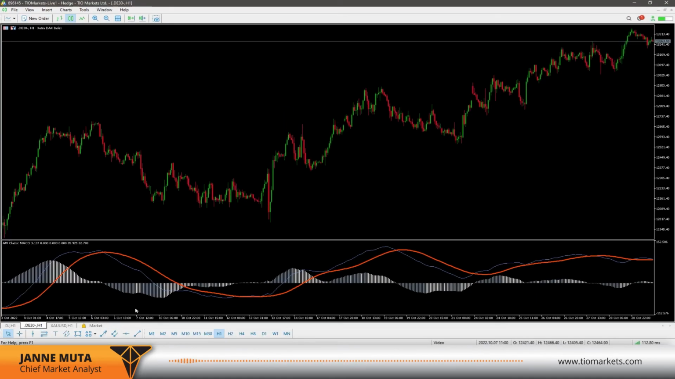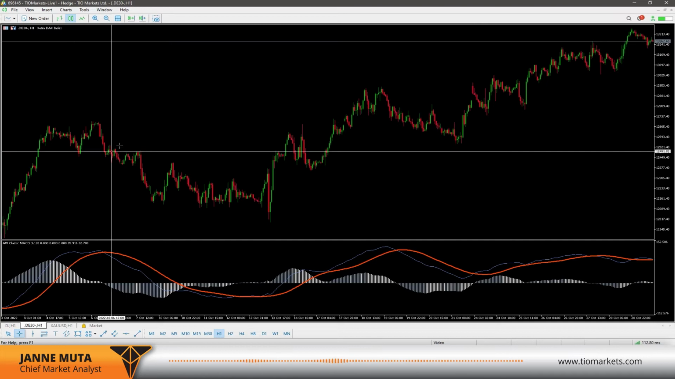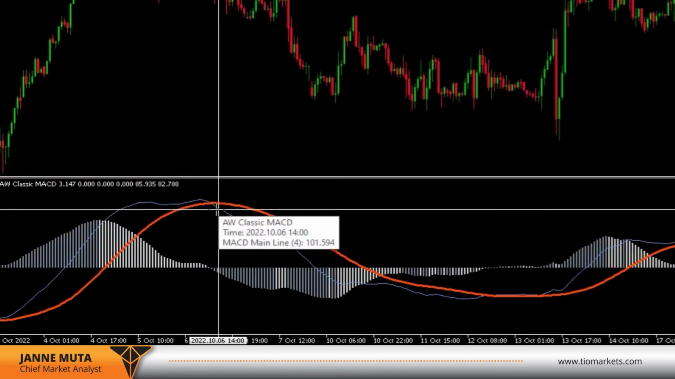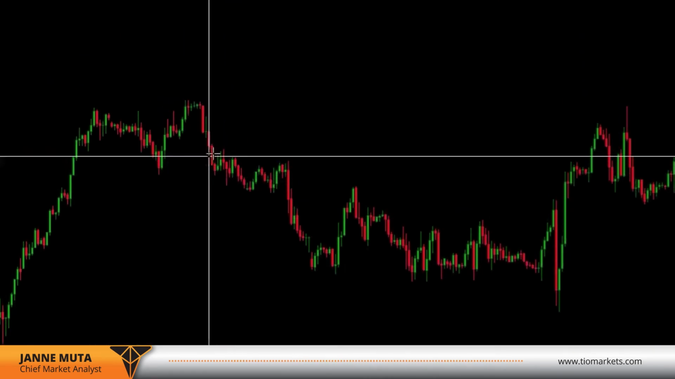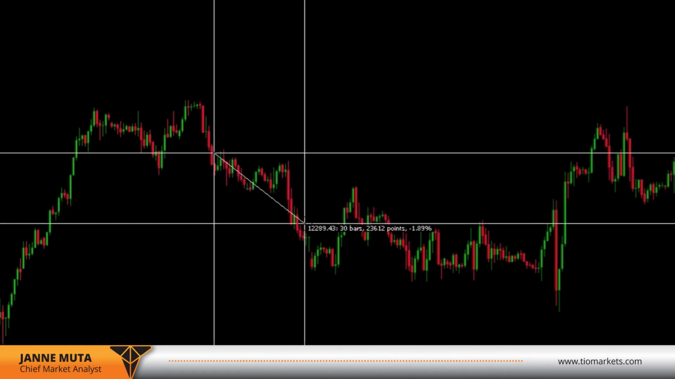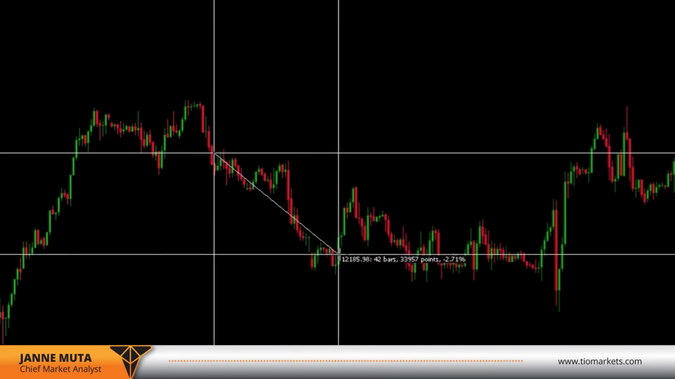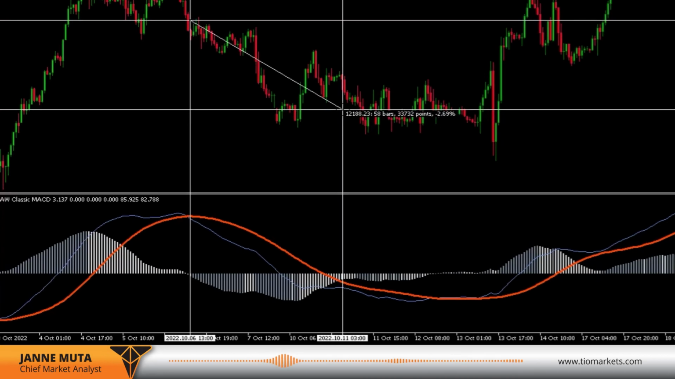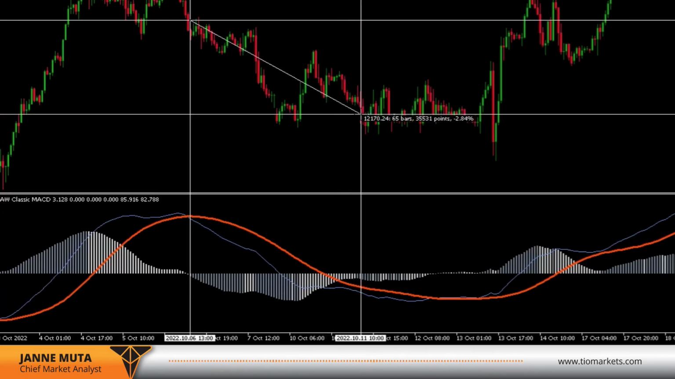Then in downtrends, we can use the same idea. Here we have the blue line crossing below the red line. And from this point on, because the blue line moves lower, we know that the difference between the moving averages is growing, so that's bearish in this context. Then later on, the market starts to move sideways, and what happens? The blue line comes very close to the red line, indicating that there is not much momentum.